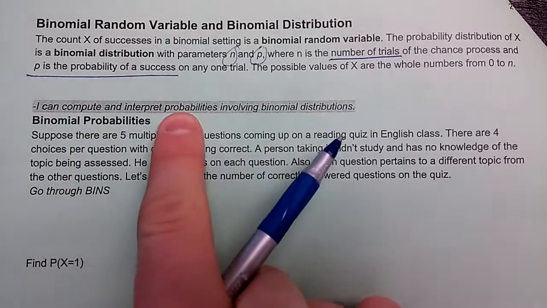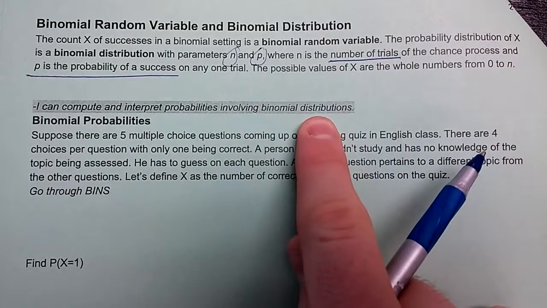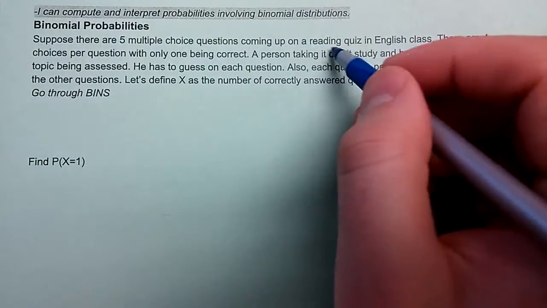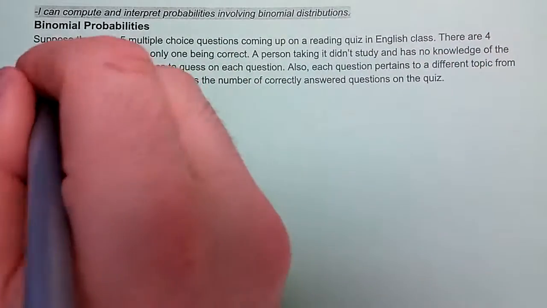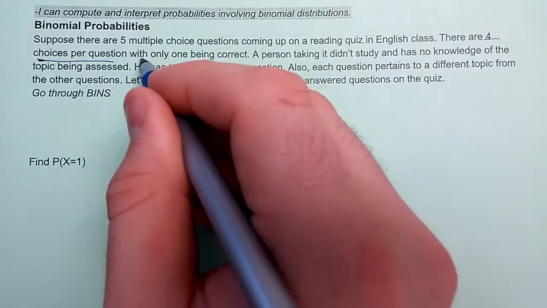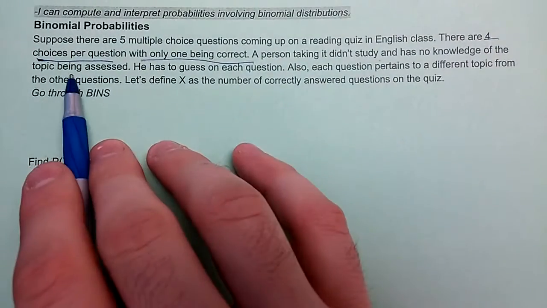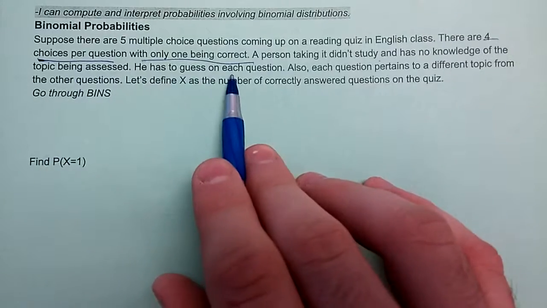You're going to be able to compute and interpret probabilities involving binomial distributions. So suppose there are 5 multiple choice questions coming up on a reading quiz in English class. There are 4 choices per question, with only 1 being correct. A person taking it didn't study and has no knowledge of the topic being assessed. He has to guess on each question.